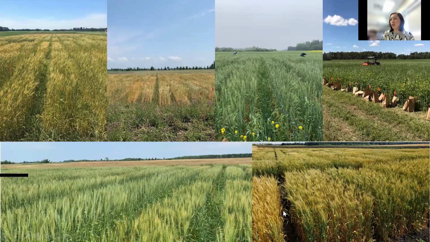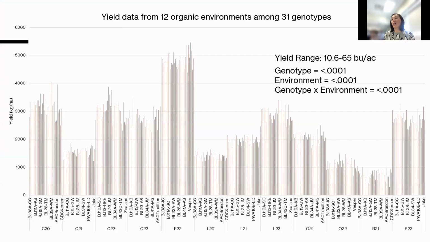So now we've tested all of these lines across all these different locations, and so now we have lots of yield data, an overwhelming amount of yield data. If I was to plot all the bar graphs of all the different genotypes across all these different environments, this is what we come up with. Our yield range across the different environments was between 10 and 65 bushels an acre.